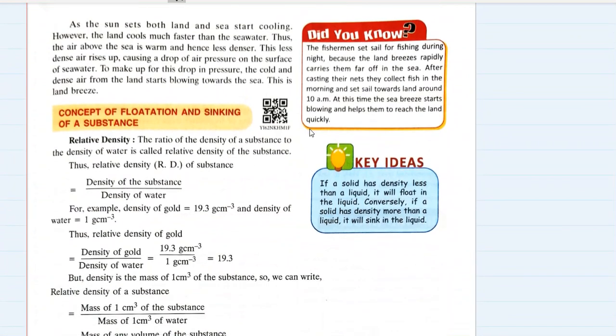There is one more important piece of extra knowledge which is given over here. Let's discuss. Fishermen set sail for fishing during the night because the land breeze rapidly carries them far off into the sea. After casting their nets, they collect the fish in the morning and set sail towards land around 10 a.m. At this time, the sea breeze starts blowing and helps them reach the land quickly. Very interesting, right?